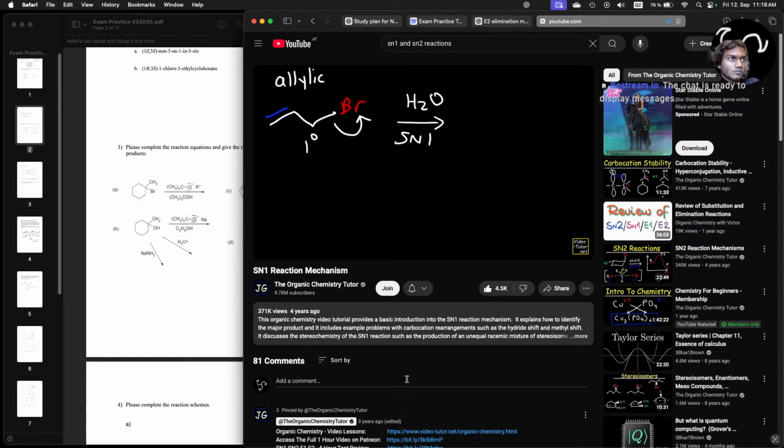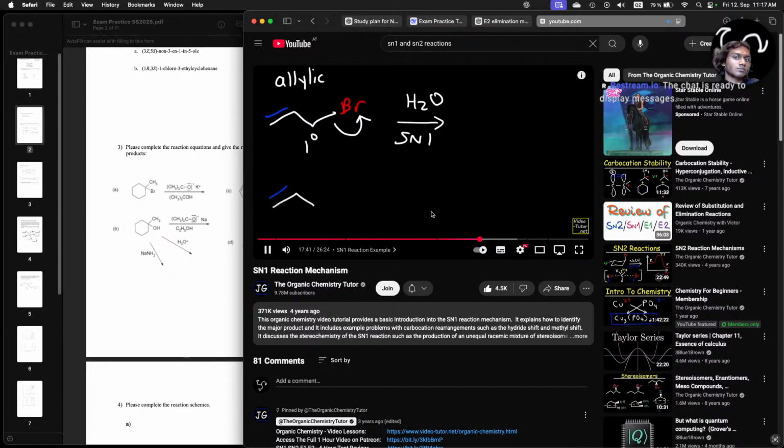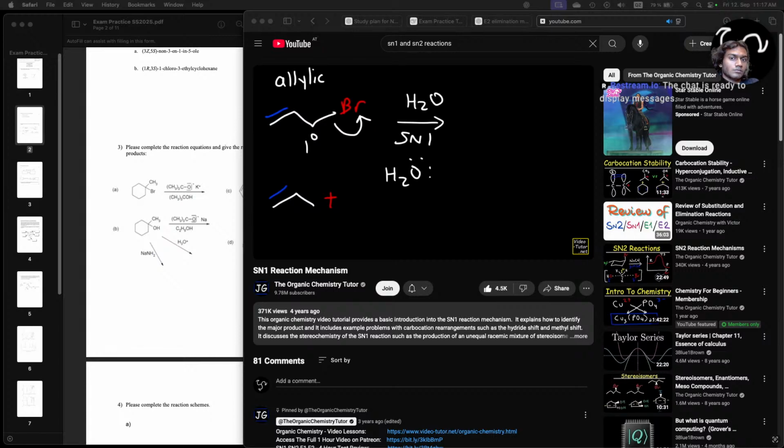Now, it's important to understand that the primary allylic alkyl halide can also undergo an SN2 reaction, because this alkyl halide is not sterically hindered, so both the SN1 and the SN2 reaction can work with it. But let's focus on the SN1 product. So once the bromine atom leaves, we are going to get a primary allylic carbocation. And then water is going to attack the carbocation, giving us an intermediate that looks like this.